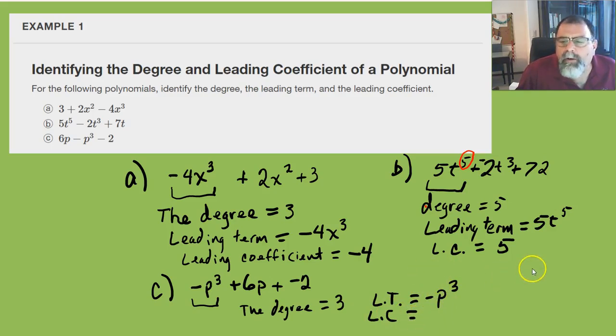And then the leading coefficient would be, now if you don't see a number, remember you should know this rule about multiplication. It's the identity property, right? So negative p is equal to, well, you can put a 1 there. Actually, this is equal to negative 1 times p. So negative 1 would be the leading coefficient.